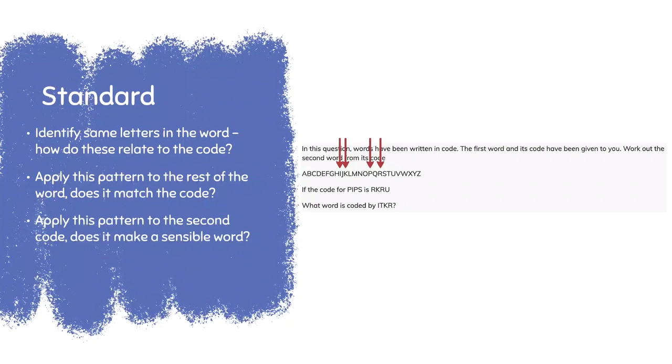Now, we have to look at the question. We're given the code I, T, K, R. To decode this, we simply do the reverse of the pattern that we've already worked out. We know that to encode a word, you move each letter 2 spaces along the alphabet line. To decode the word, you would move 2 spaces backwards along the alphabet line. Give this a try. We can see that the answer is grip.